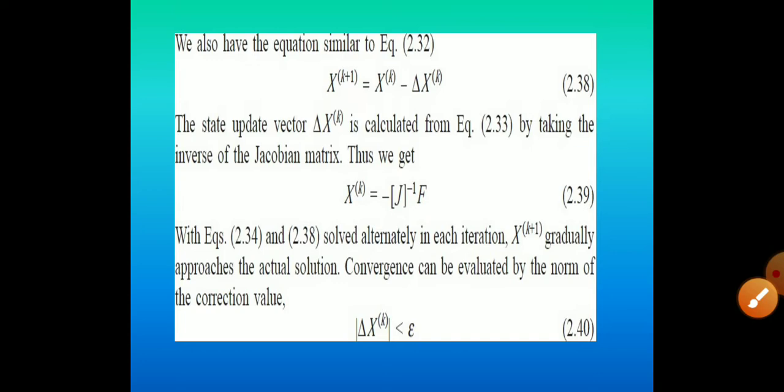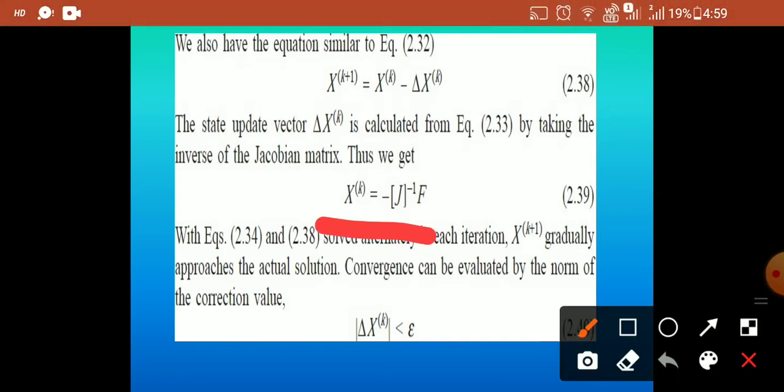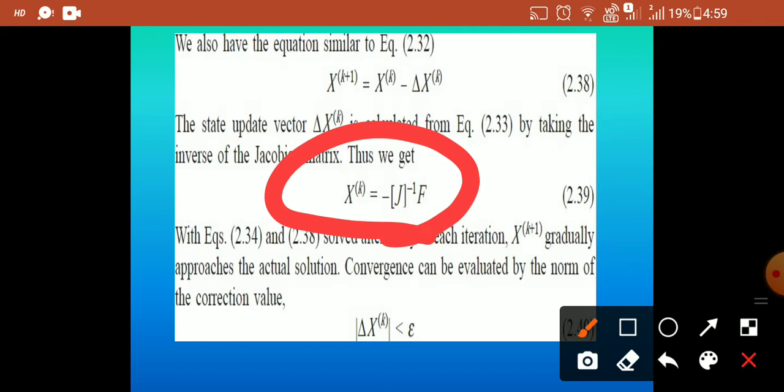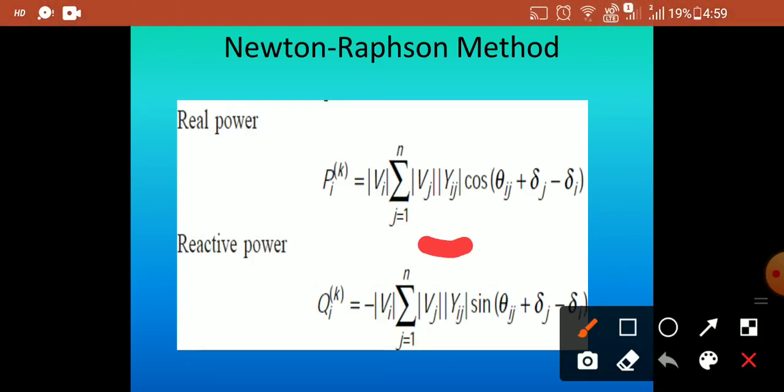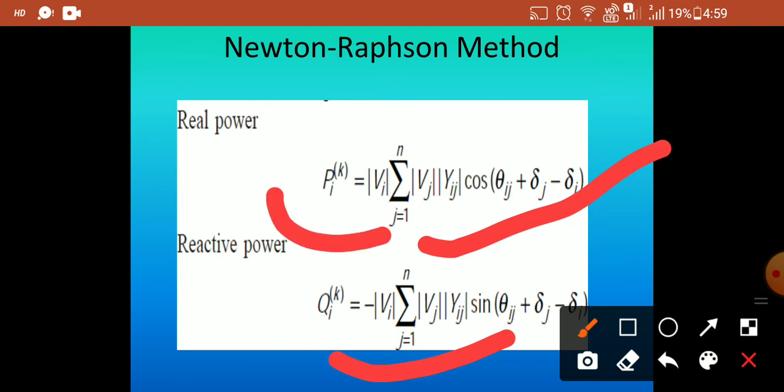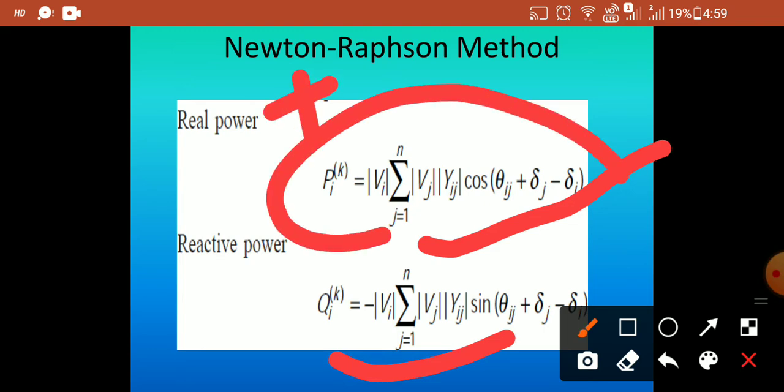This is the generalized equation for solving: x(k+1) equals x(k) minus J inverse of F. Here del xk should be less than the epsilon value. This is the Newton-Raphson method for real power and reactive power. Real power is always mentioned in terms of positive, and reactive power in terms of negative.